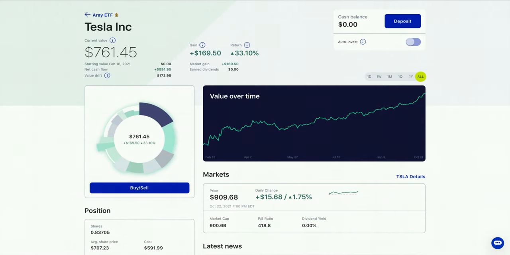All right, so what I want to show you guys is this particular stock in here, Tesla. We're not going to go through every single one of my stocks because that video can get super long, but this is just a good example of what I'm talking about and to show the power of buying the dip and dollar cost averaging. So as we can see over here, my gain is about $169. Nice. And I have a return of about 33%, which is awesome.